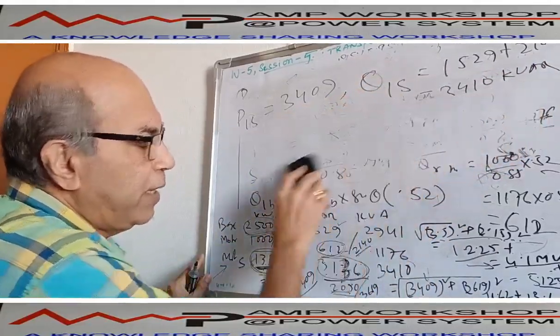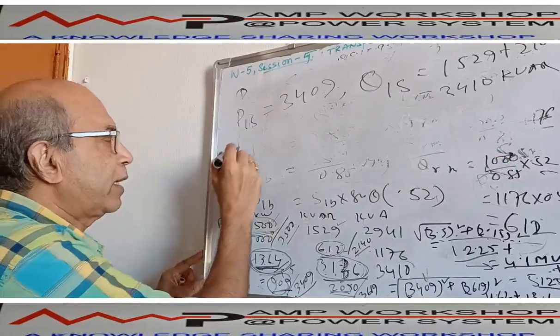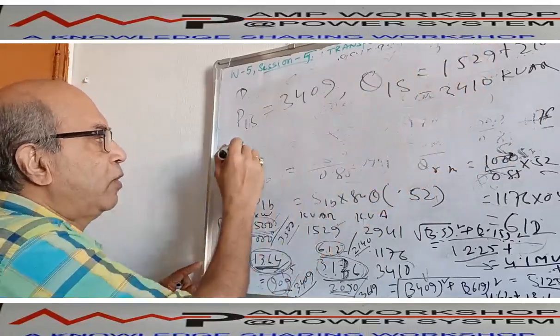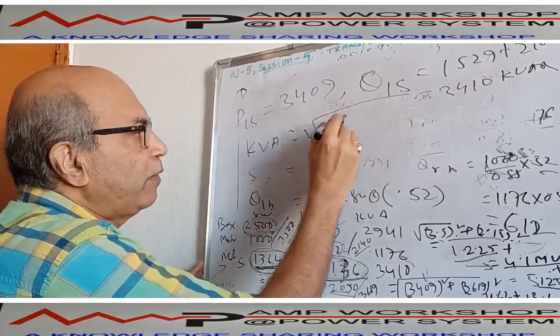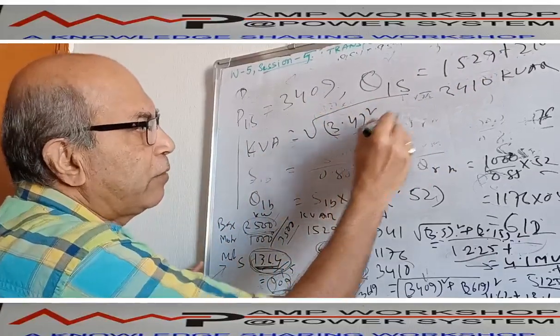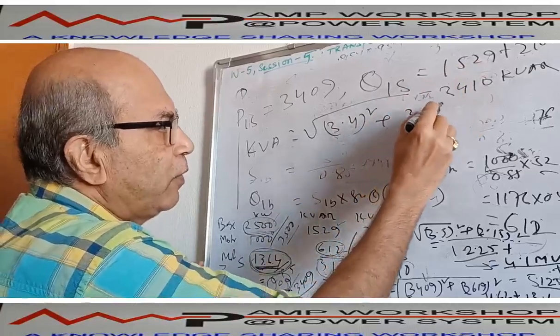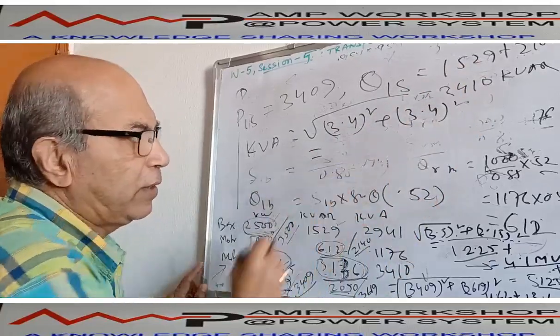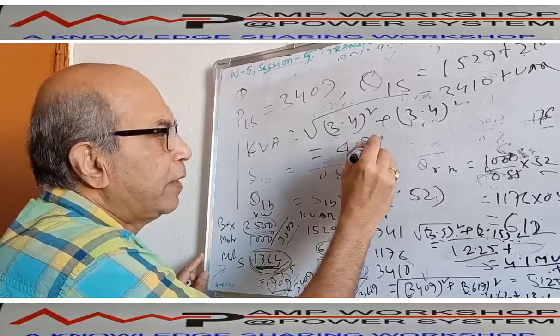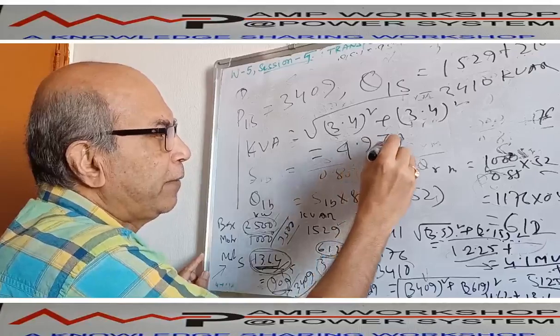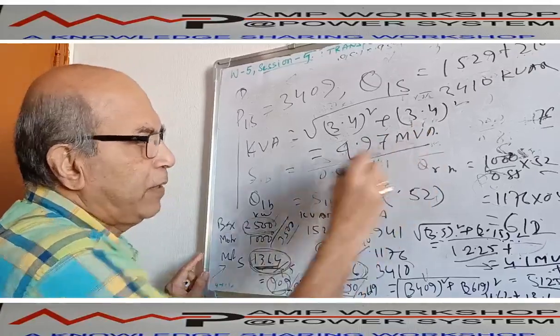So what is the kVA requirement? Here we are not considering SPR now. So kVA equal to how much? That equals the square root of this 3.4 squared, in megawatt I am calculating, plus this 3.4 squared. If we calculate this thing, it is coming approximately 4.97 MVA as a capacity requirement.